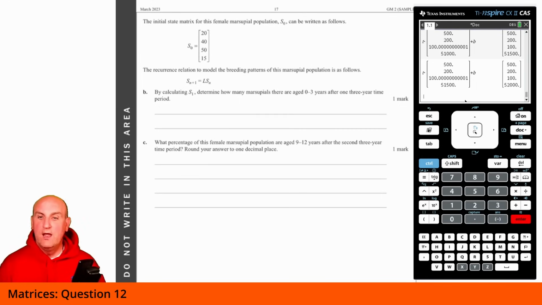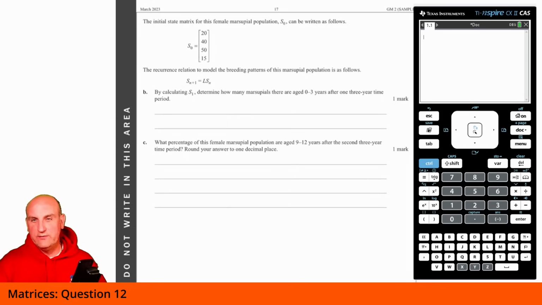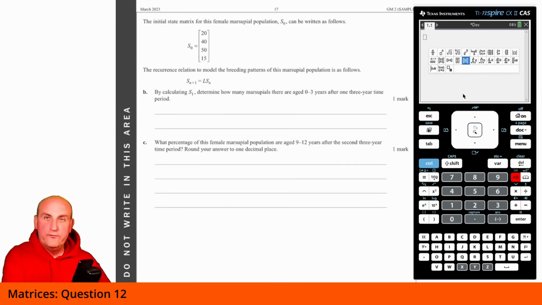Right, by calculating S1, determine how many marsupials there are aged 0 to 3 years after one 3-year period. All right, so again, what I tend to do is close this down. I mean, there's lots of ways of doing it. You can actually open different things, I have found out. But what I'm going to do is put L colon equals, I'm going to do a 4x4.